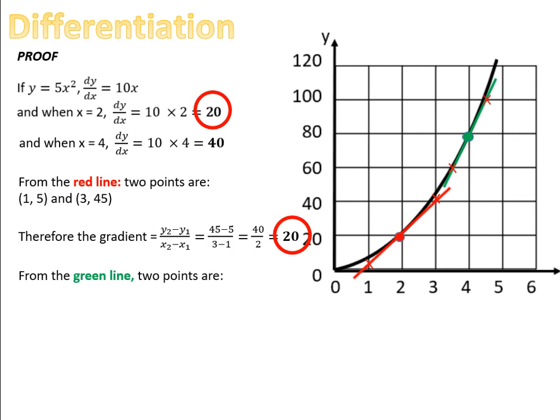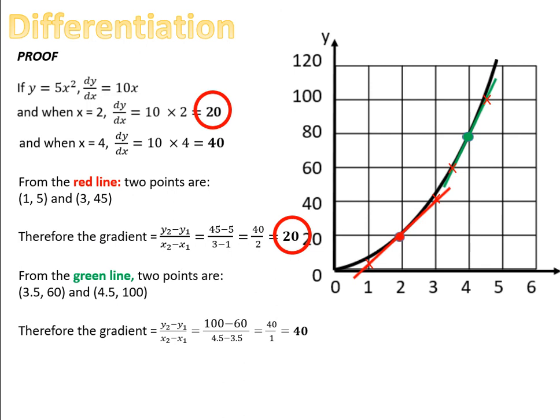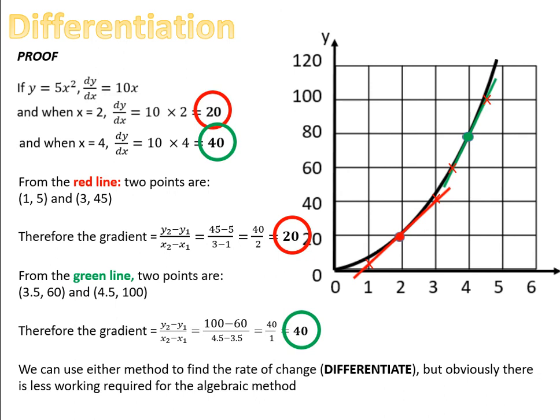Okay, do the same kind of thing with the green line. We've got 2 points, a point there and a point there, 3.5, 60, and 4.5, 100. If we find the gradient between those two points, it's 40, which is the same as what we found before. So we can use either method to find the rate of change. We can differentiate, but obviously there's less working required. When we did this version at the start, when we just differentiated and subbed in the value, it was a little bit easier. We didn't have to find points. We didn't have to use the gradient formula.